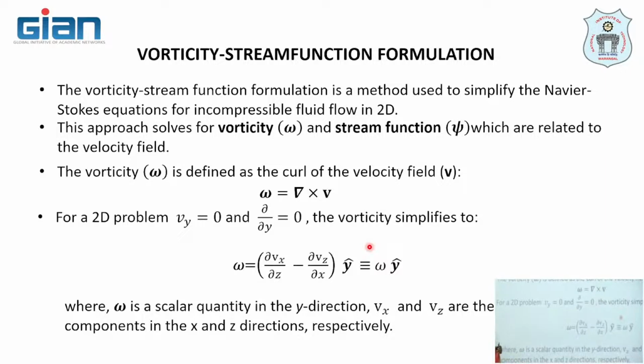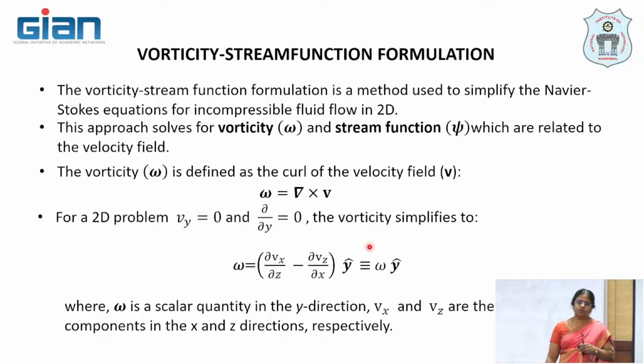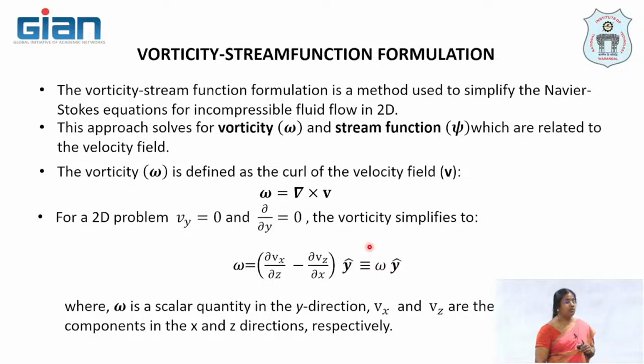Vorticity is defined in terms of the vectors like this. Vx is usually denoted u, Vy is v, and Vz is w. Here we have considered only x and z. That is why u and w are appearing here, Vx and Vz. Any doubt in this slide?